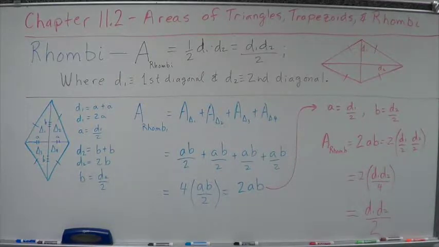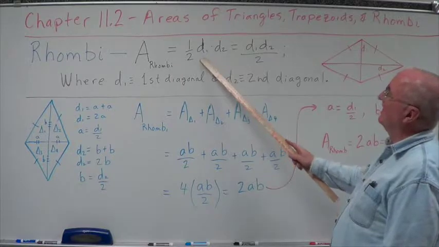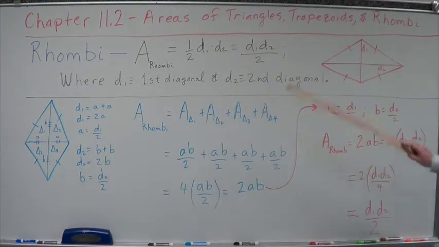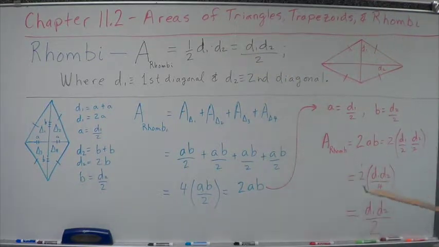Okay, let's talk about the area of a rhombus. I still have difficulty saying multiple rhombi. The area of a rhombus is 1/2 times d1 times d2, or d1 times d2 divided by 2, whichever one you want. d1 is the first diagonal, whichever one you want that to be, and d2 is the second diagonal. So we're looking at the product of the lengths of the diagonals divided by 2.